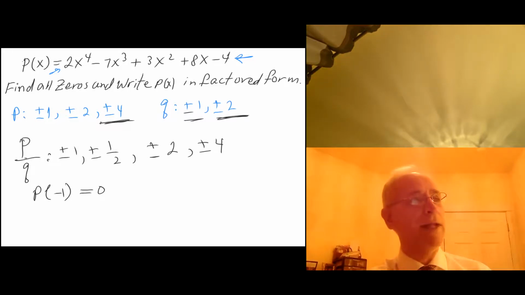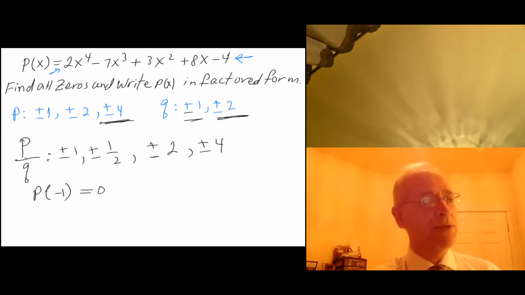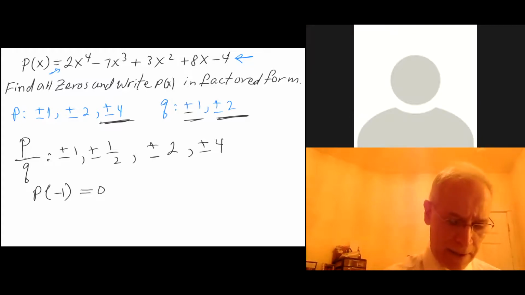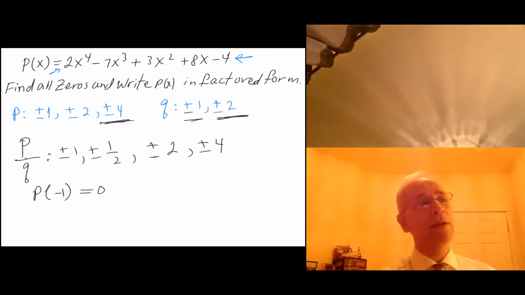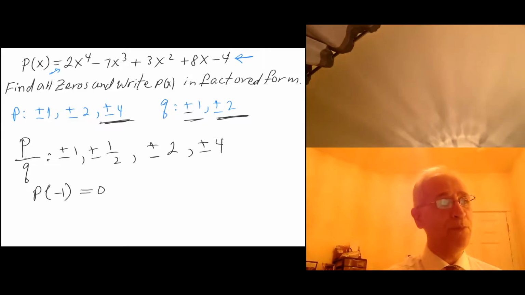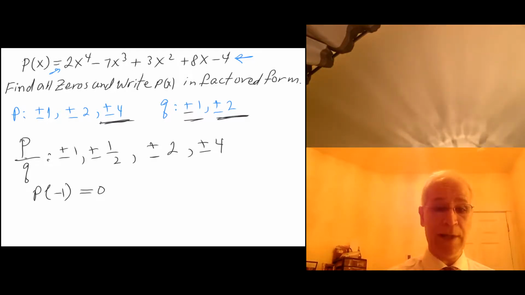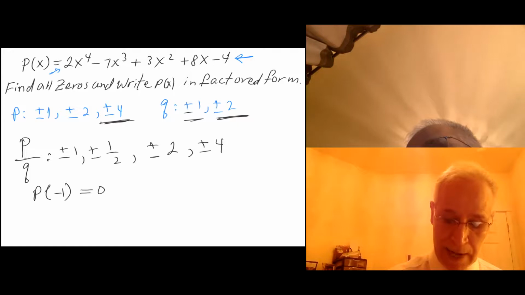One is just go ahead and substitute negative 1 for every x, and you will see that you get 0 at the end. So negative 1 is a zero. However, in this textbook, I believe that the authors of the book want us to use synthetic division to show that. So let me go to the next page, and I will use synthetic division.